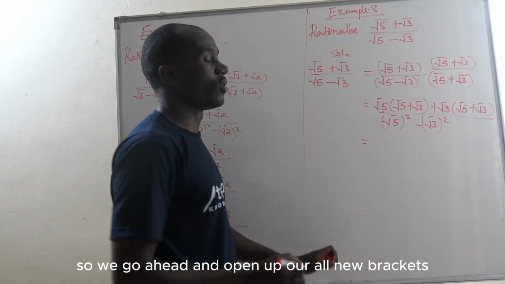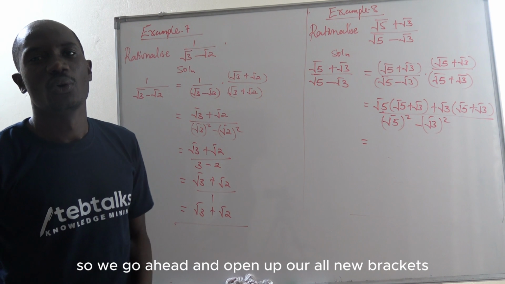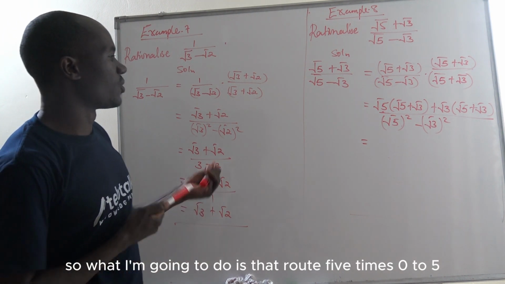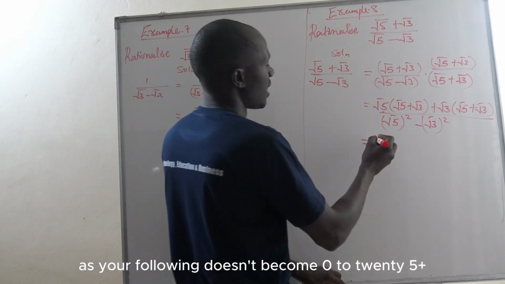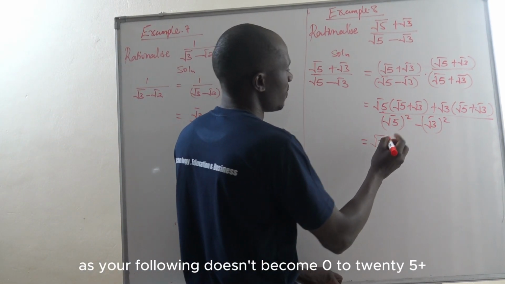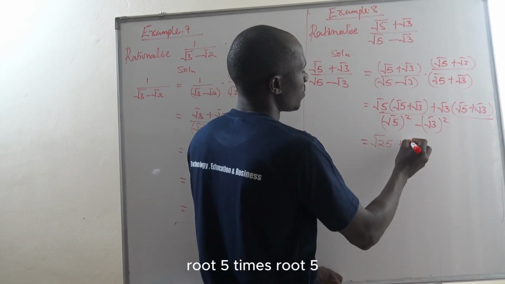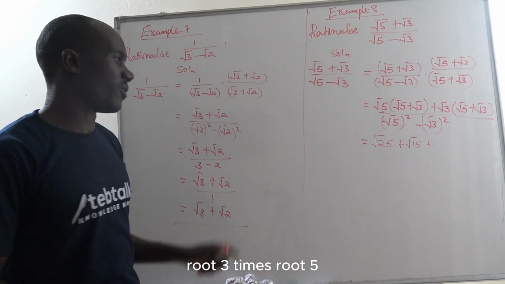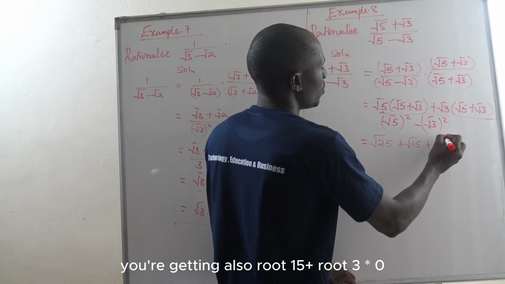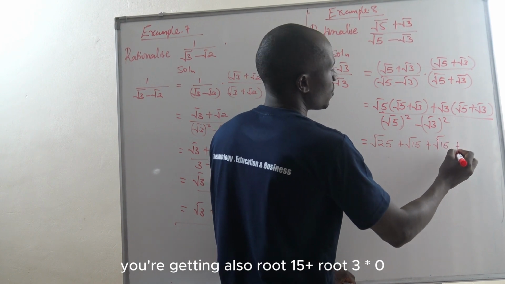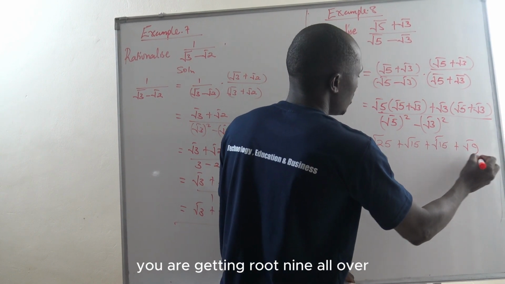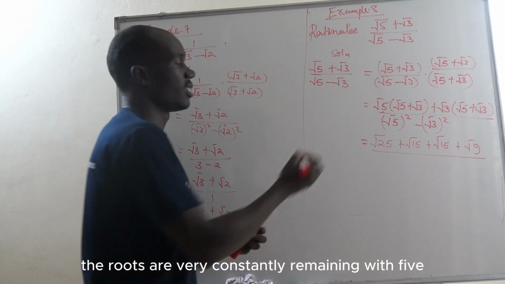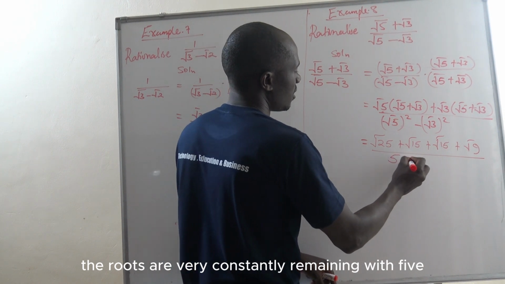So we go ahead and open up our own brackets. Root 5 times root 5 becomes root 25, plus root 5 times root 3, you get root 15, plus root 3 times root 5, we also get root 15, all of them irrational numbers, plus root 3 times root 3, we get root 9, all over. That one is the difference of two squares, as we have said. The roots are even cancelling. We are remaining with 5 minus 3.